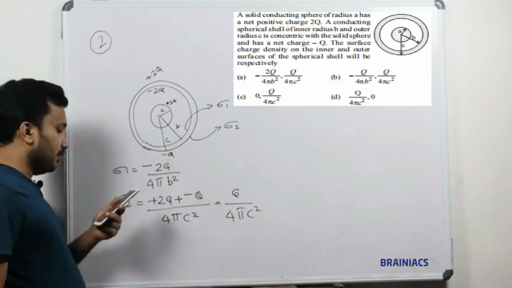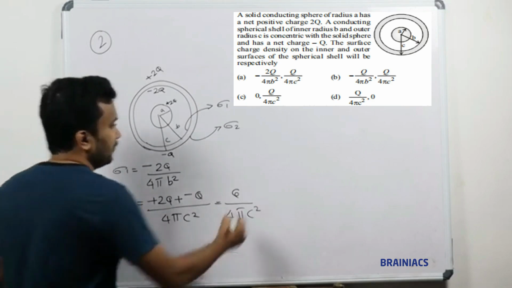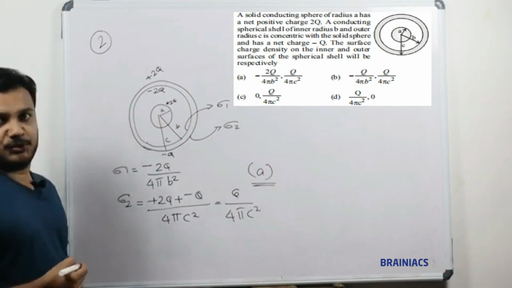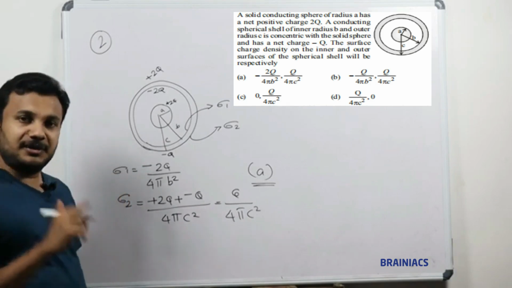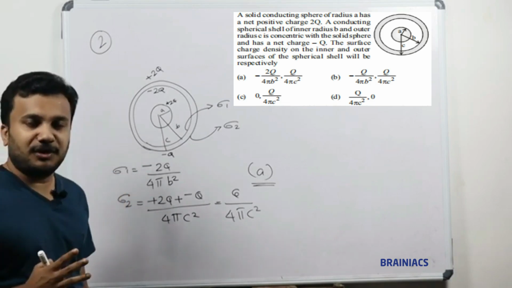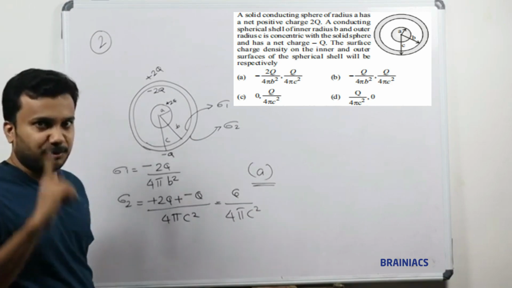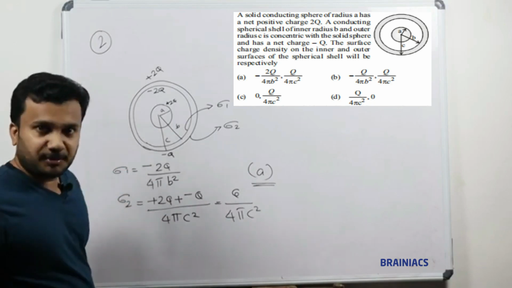So minus 2q divided by 4 pi b square, and q divided by 4 pi c square. This is matching with your option A in the second question. So the only concept you have to remember, here two concepts will be there. One is the formula of sigma, charge divided by area. Point number 2 is the charging by induction property.